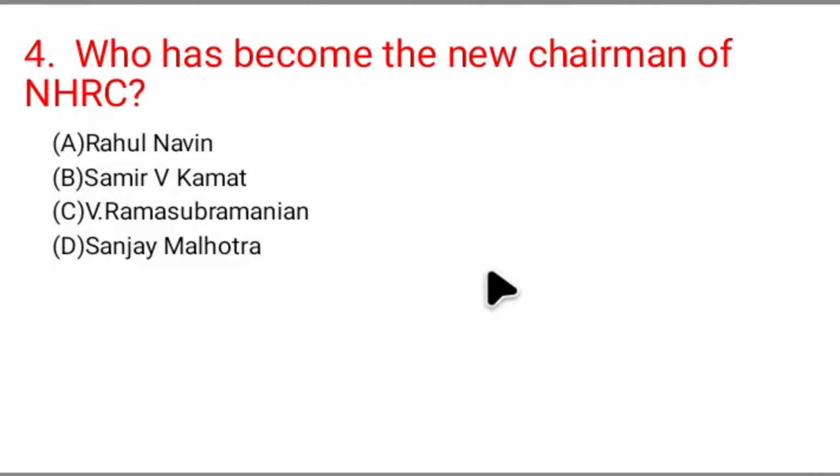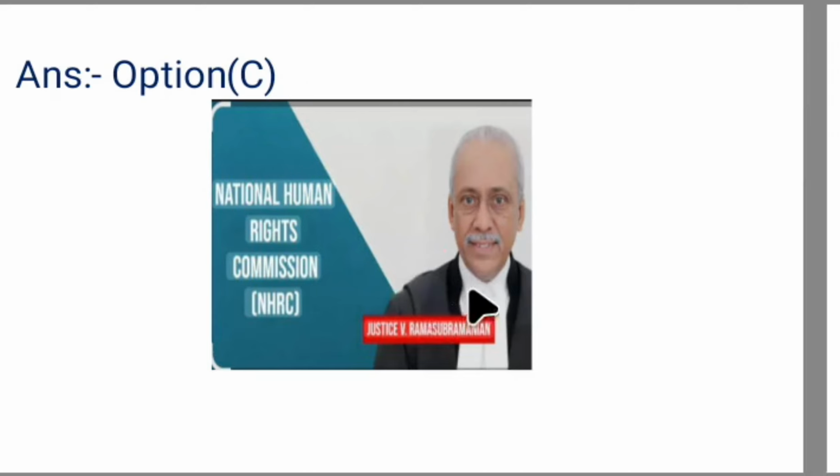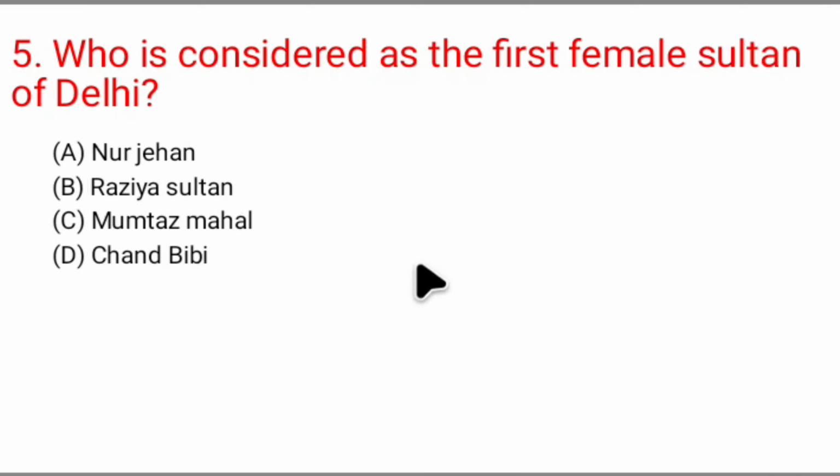And moving on, question number 5. Who is considered as the first female Sultan of Delhi? The options are Noor Jahan, Rajia Sultan, Mumtaz Mahal and option D, Chand Bibi. Why was this in news? Because the NCERT has removed the chapter on Rajia Sultan and Noor Jahan, which is why this topic is in news.